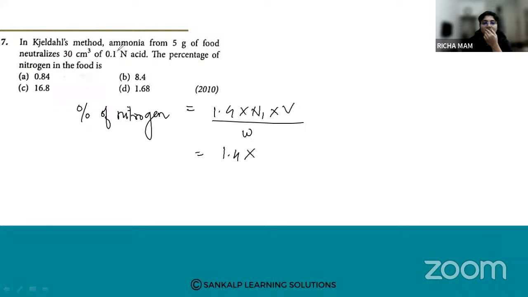What is the normality? 0.1. What is the volume? Volume is 30. Then what is the weight? It is 5 grams. Calculate the percentage now. Tejaswini has answered as C.